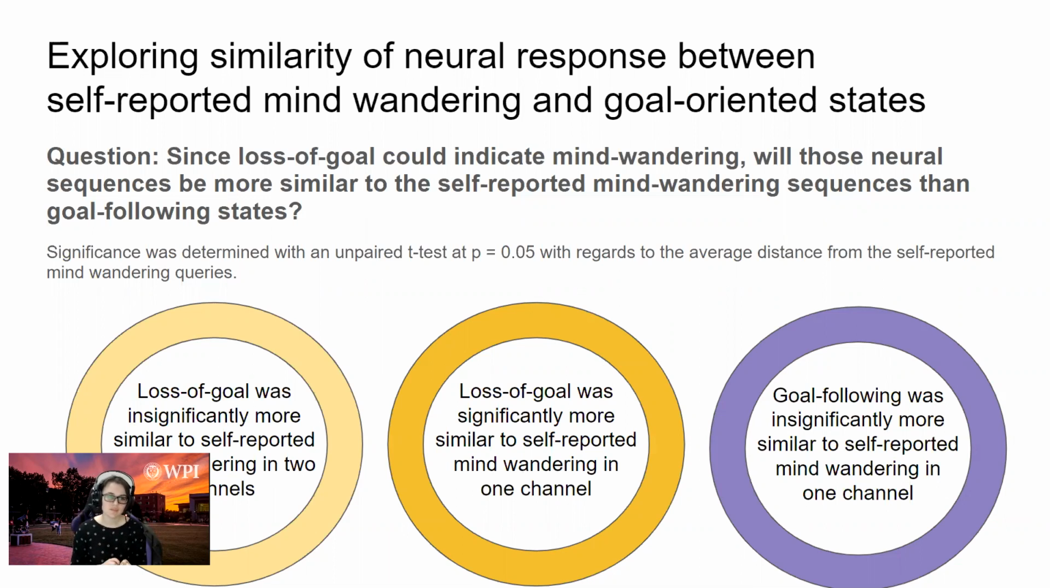So what we used to determine significance here was an unpaired t-test, looking at how far away they were from the query sequence, so the sequence that we're using as our example, with regards to the average distance. And our threshold was p equals 0.05 or 5%. Not 5%, 0.5%. Yes.